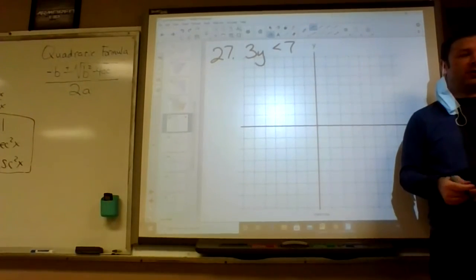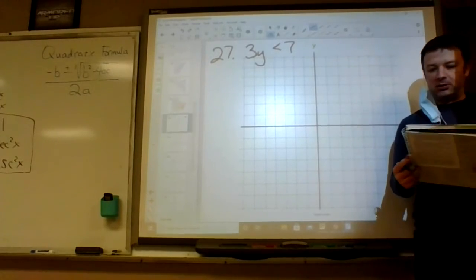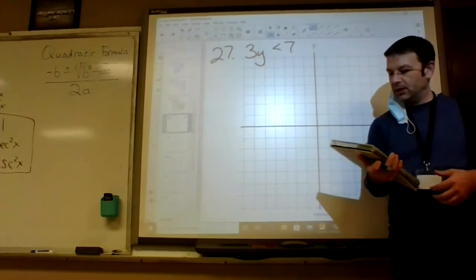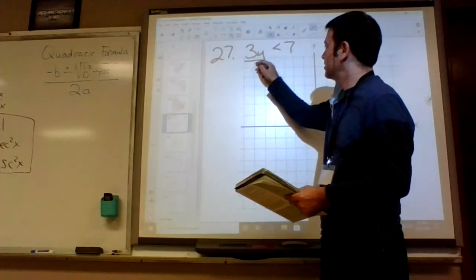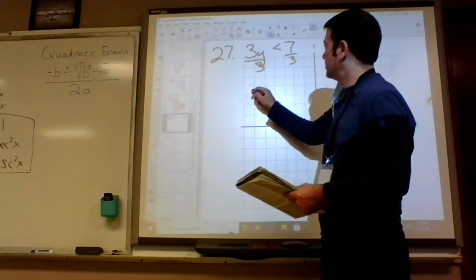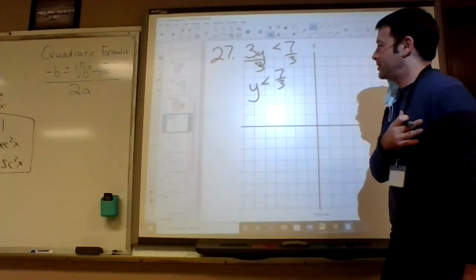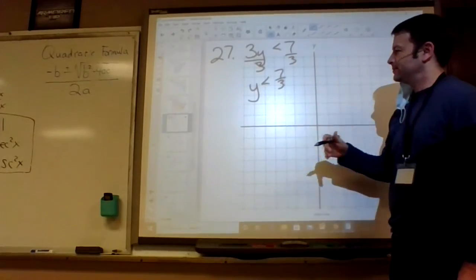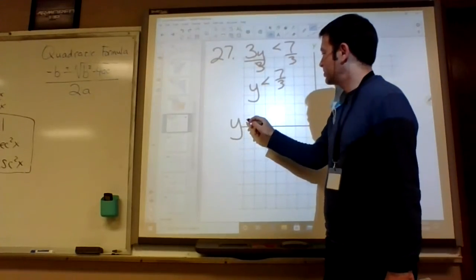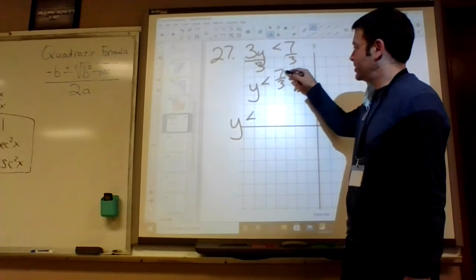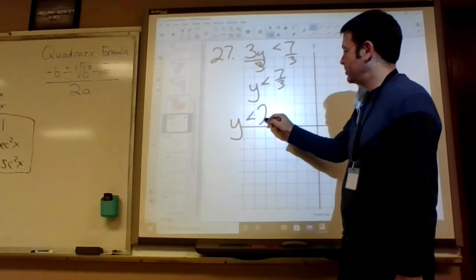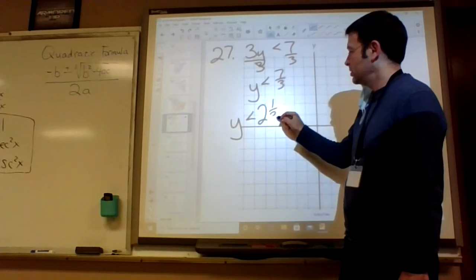Alright, 27 is pretty weird also. 28 is a little bit weird. Don't you just divide by 3? Okay, divide by 3. So you get y is less than 7/3. You guys know what 7/3 is as a mixed number? How many times is 3 going into 7? 2, with a remainder of 1, so 2 and 1/3.